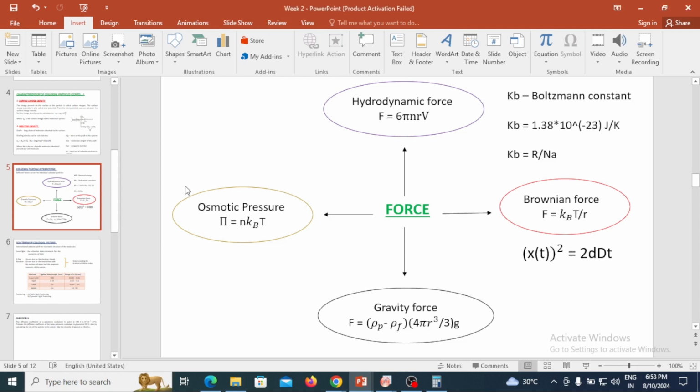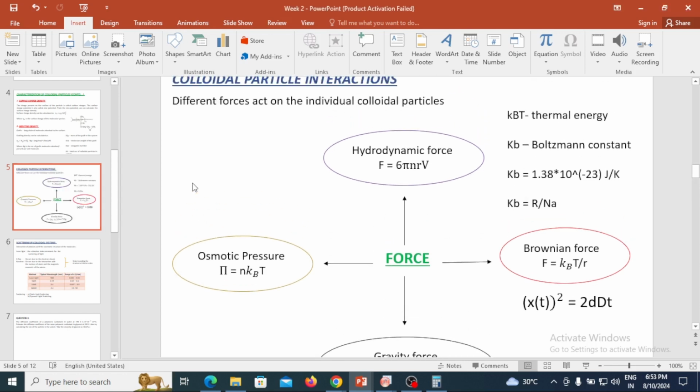So this is about the different forces that act on the individual colloidal particle. Apart from that, there are also different types of interactions between colloidal particles. There are interactions like the van der Waals forces of attraction, the surface forces, then the depletion forces, and at the end the hydrodynamic forces also. So these are the four types of forces that also act on the colloidal particle: hydrodynamic, van der Waals, depletion and surface forces.